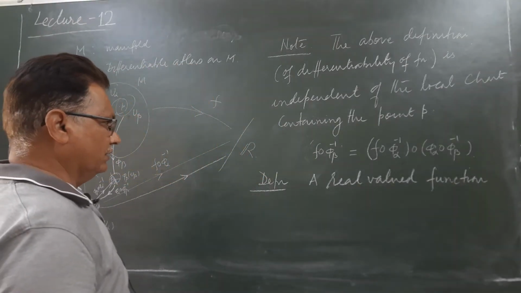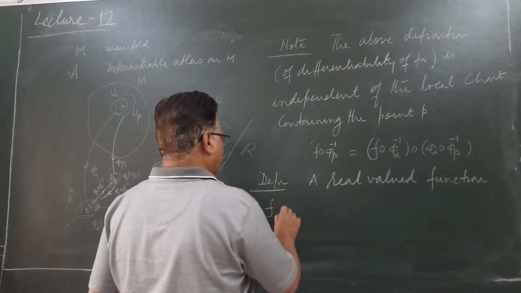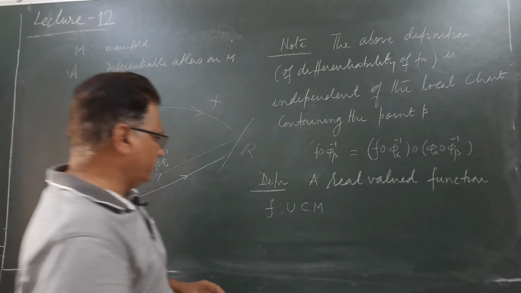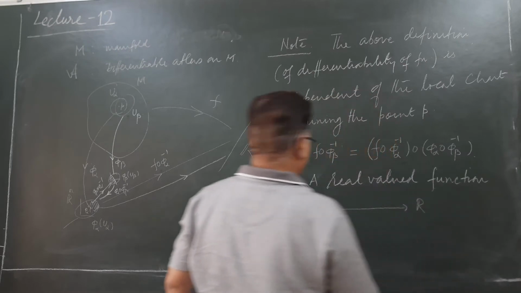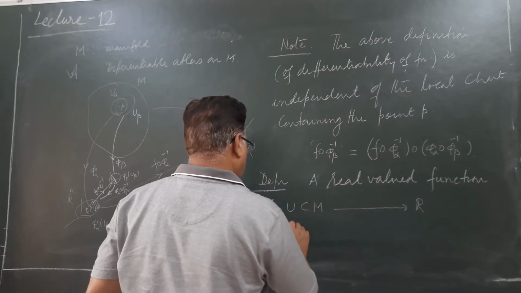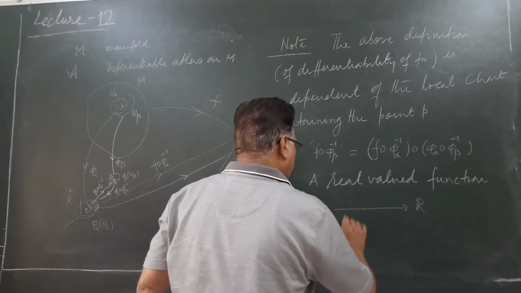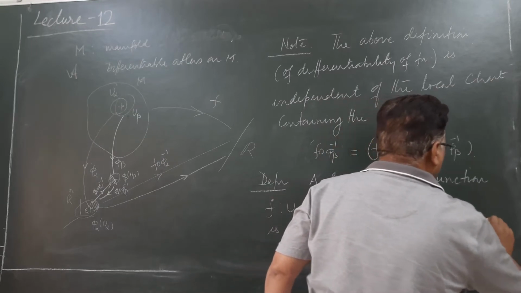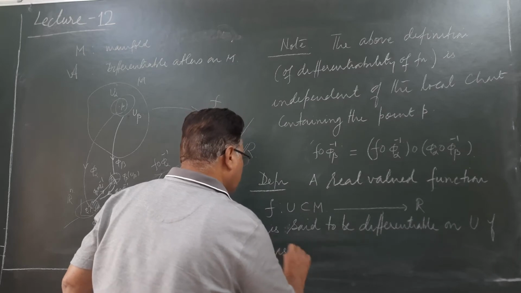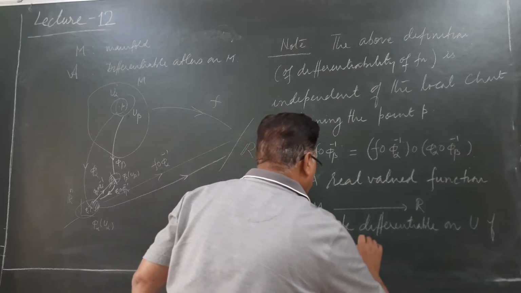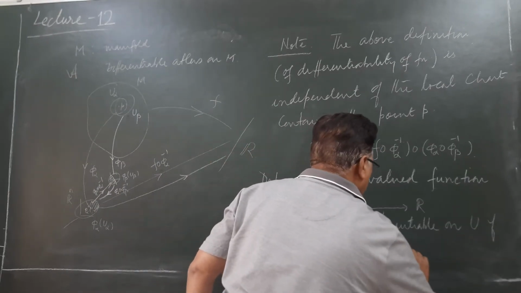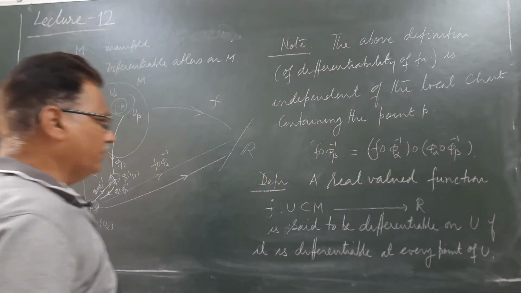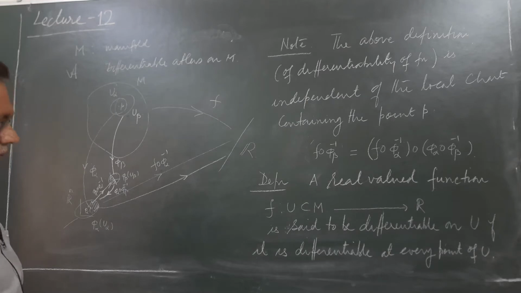Yes, a real valued function f from U, an open set in manifold M, is said to be differentiable. Manifold is denoted by capital M, which is assumed to be differentiable. A real valued function is said to be differentiable on U if it is differentiable at every point of U. So we can talk of differentiable functions on an open set of a manifold as well. So this is the meaning.